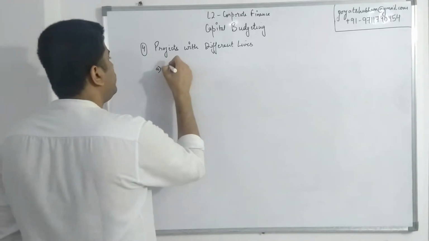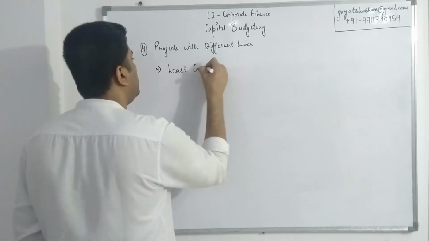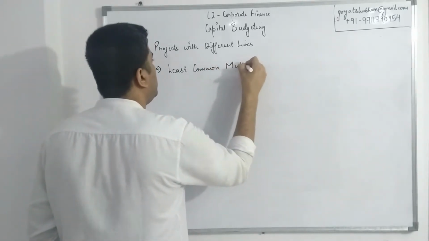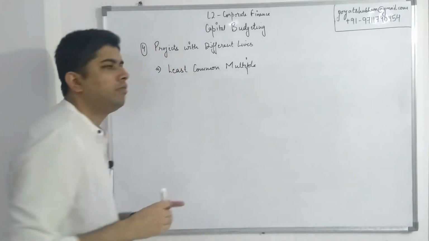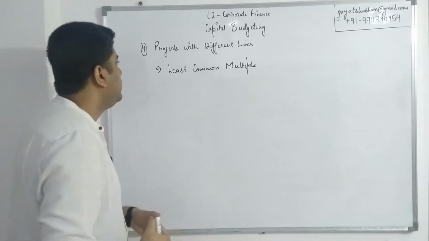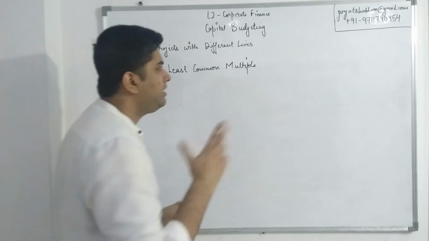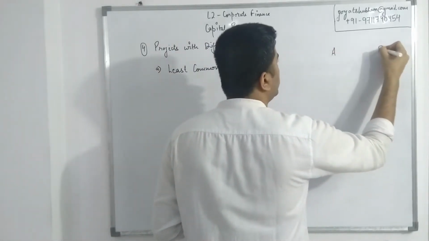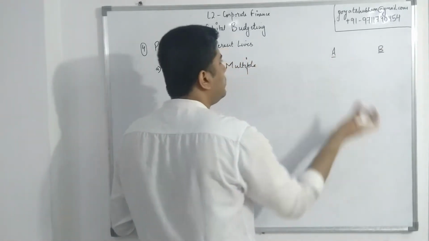The first approach is the least common multiple. This is something you probably heard of in your maths classes in school, LCM. The concept is exactly the same. So let's take an example. Two projects, project A, project B. And I'm going to write down the cash flows.